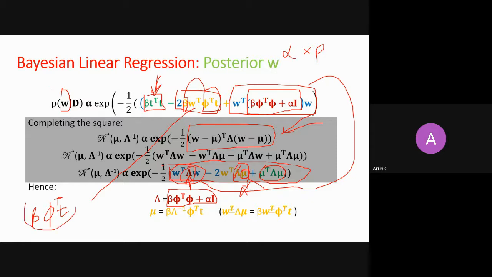If I multiply this term with the inverse of the precision matrix, I get only mu. What is my precision matrix? This is my precision matrix, beta phi transpose phi plus lambda I. So if I take this matrix, take its inverse and multiply with this, I get what? Mu. So this is what we have done. We multiplied with the inverse, and when we multiply with the inverse, we get mu.